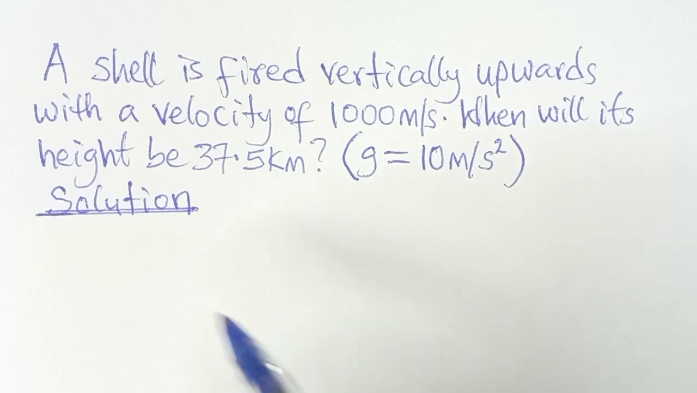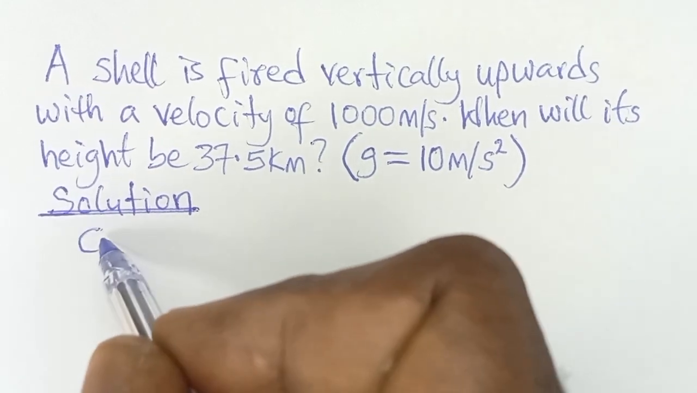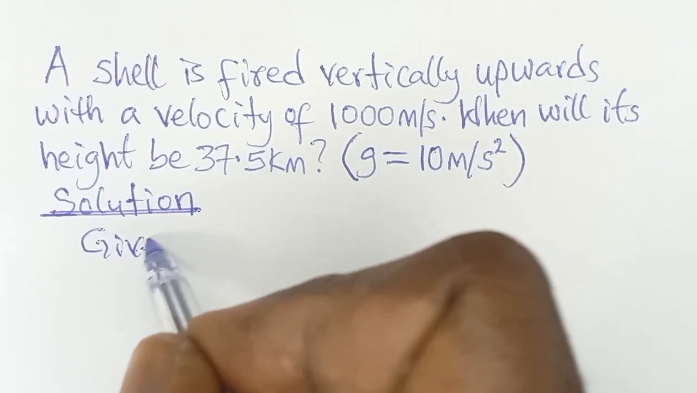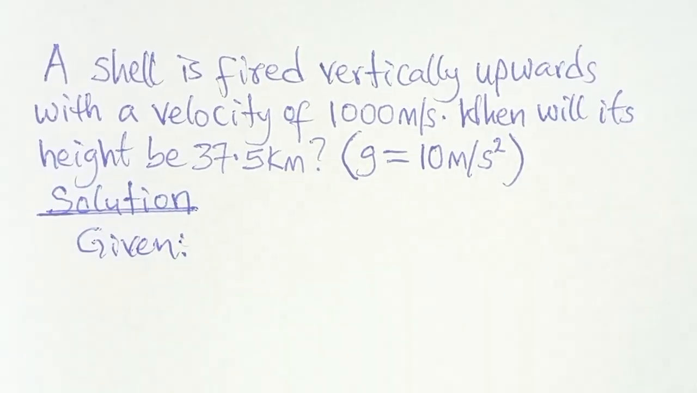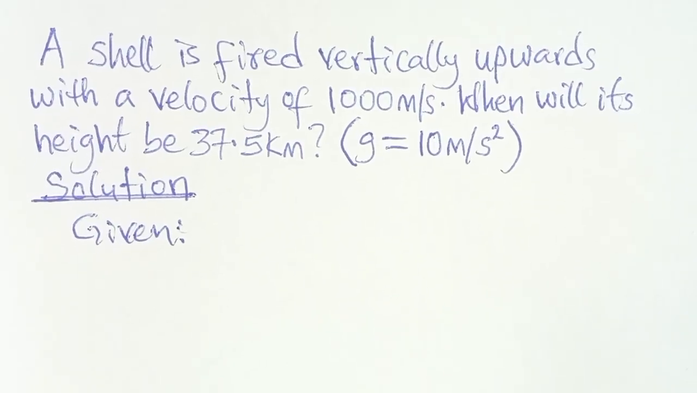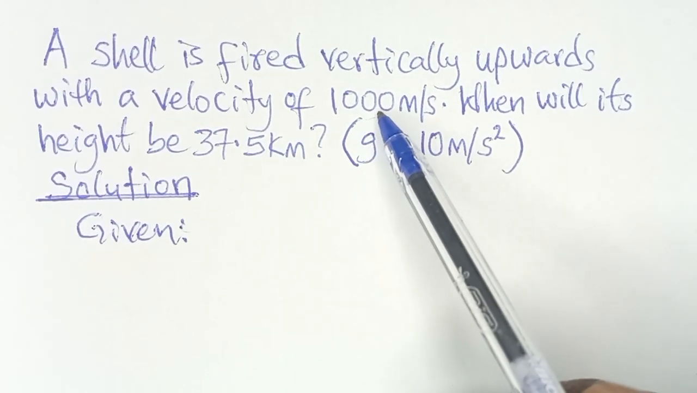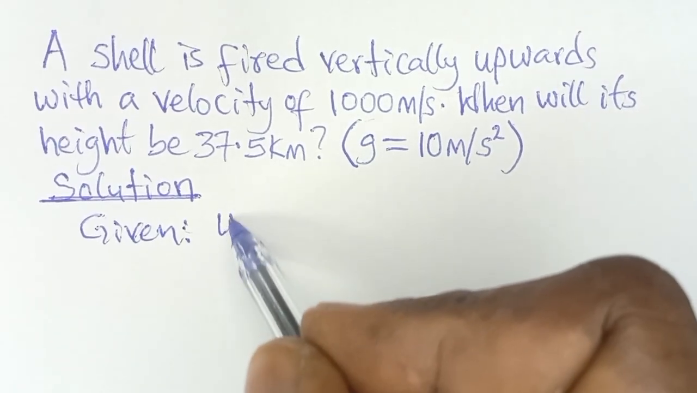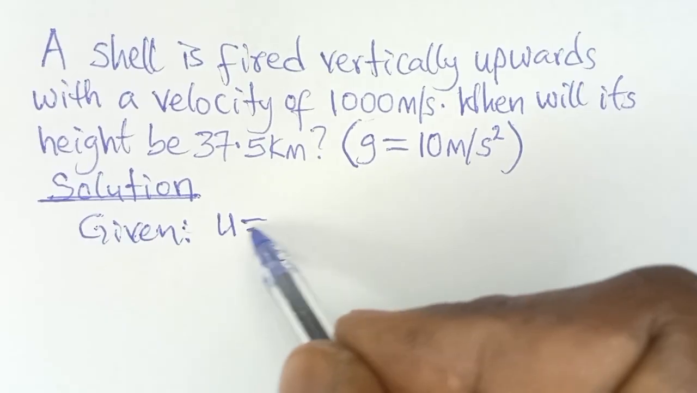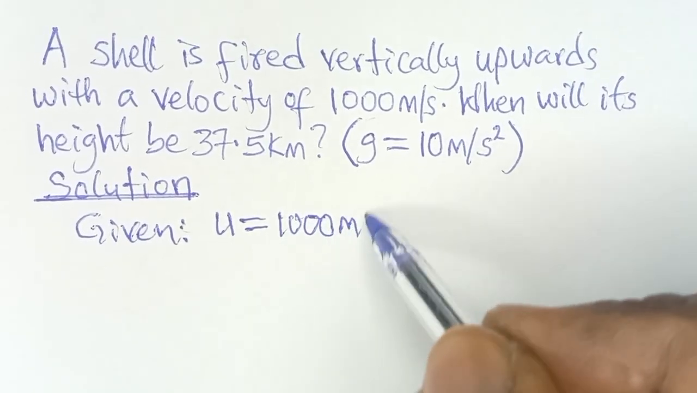Now, for us to solve this question, let us write out the given parameters so that we'll be able to identify the right equation of motion to use. If you check very well, the first thing that we are given there is the velocity. So this is the initial velocity, with letter U as the initial velocity, and that is 1000 meter per second.